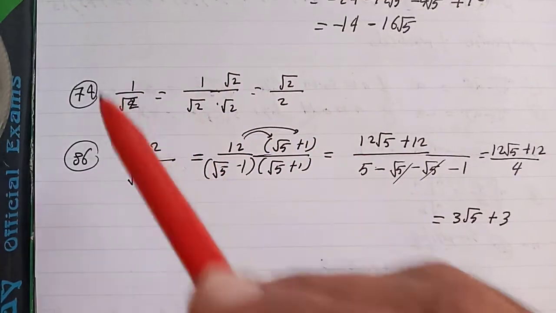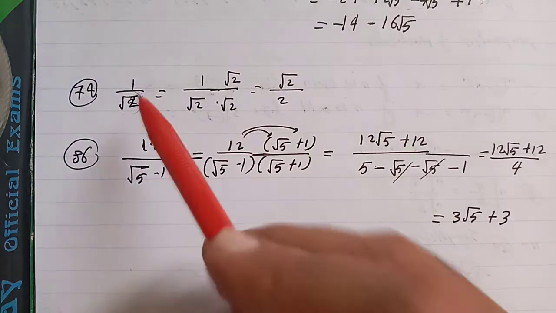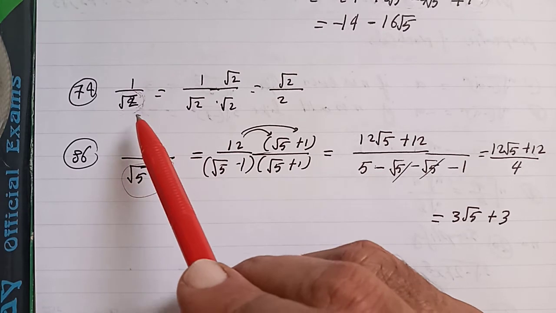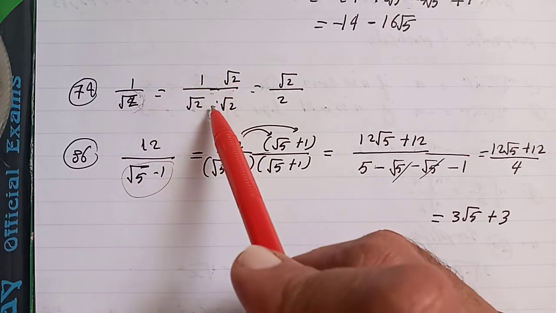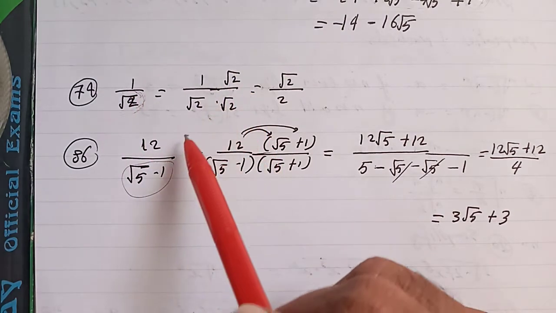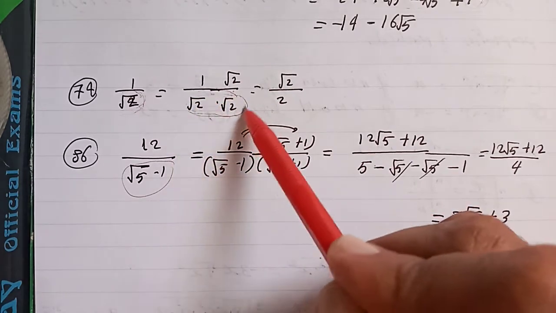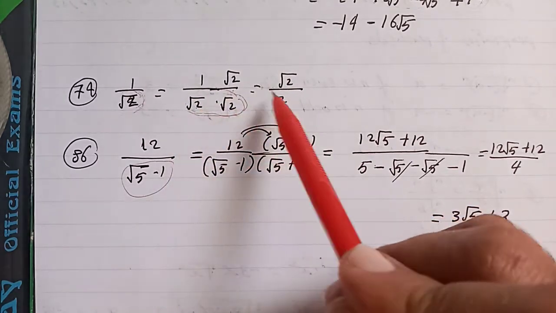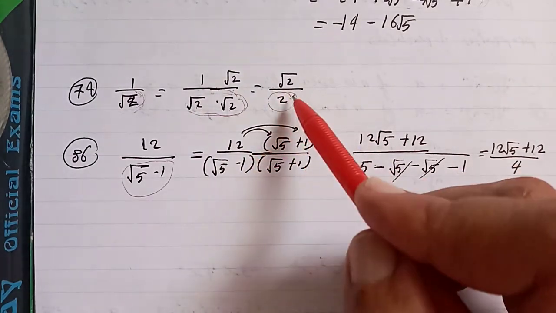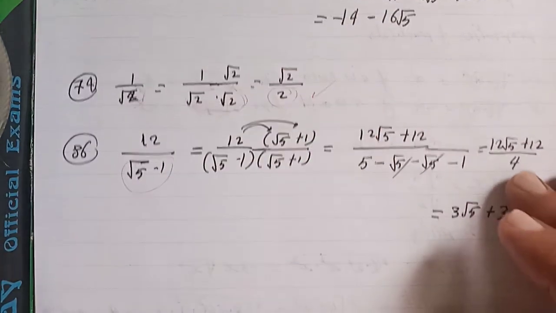Here, simplify 1 over root 2. If you have a root in the denominator, like this one or this one, you need to multiply by the root itself. If it is root 2, multiply by root 2 up and down. This will make the denominator a real number, because root 2 times root 2 equals 2, and 1 times root 2 is root 2. Since the denominator is a real number and not a root, it is simplified now.